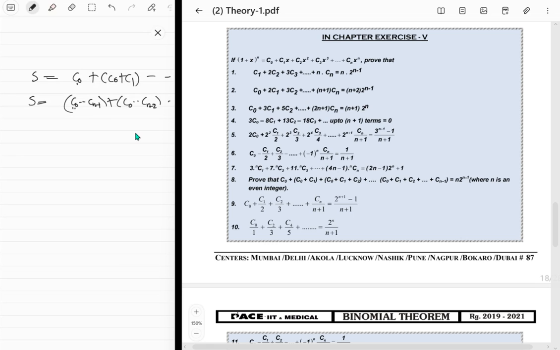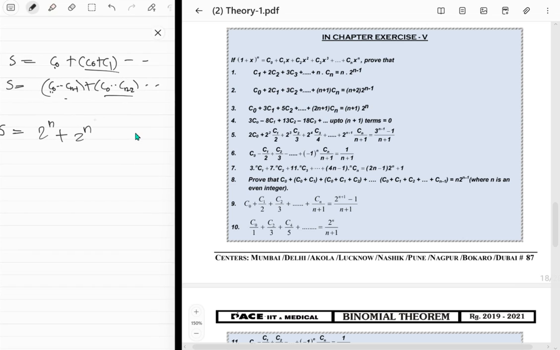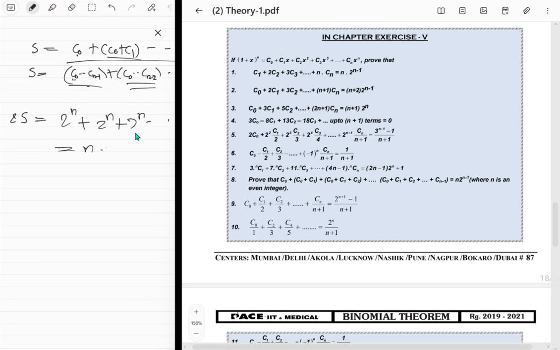C0 can be written as Cn, and then all the way till C n minus 1, which will be C1. So Cn plus C n minus 1, and so on till C0. That is going to be 2 power n. So 2S is equal to 2 power n, plus 2 power n once again, and then 2 power n once again, and so on. So how many of these? Each bracket will find its pair and give us 2 power n. There are a total of n brackets, so this is going to be n times 2 power n. And there we go, S is just n times 2 power n minus 1.